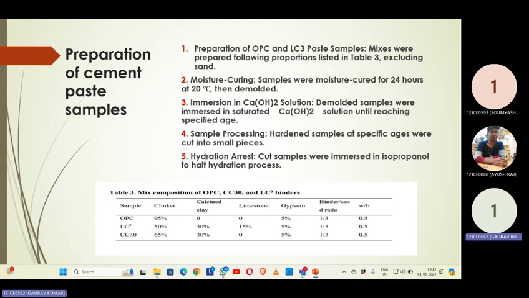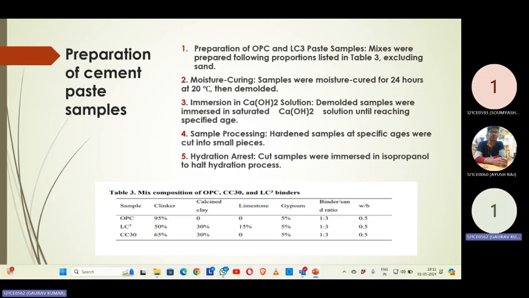Moving forward, preparation of cement paste samples. First step is preparation of OPC and LC3 paste samples. In this step, mixes were prepared following proportions listed in table 3, which is given below, excluding sand. Second step is moisture curing. In this step, samples were moisture cured for 24 hours at 20 degrees Celsius, then demolded. Third step is immersion in calcium hydroxide solution. In this step, demolded samples were immersed in saturated calcium hydroxide solution until reaching a specified age.